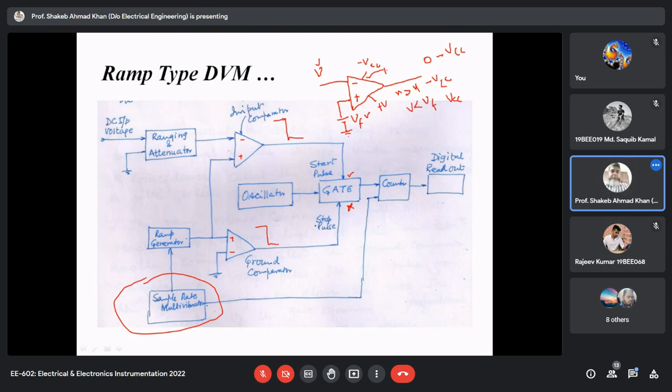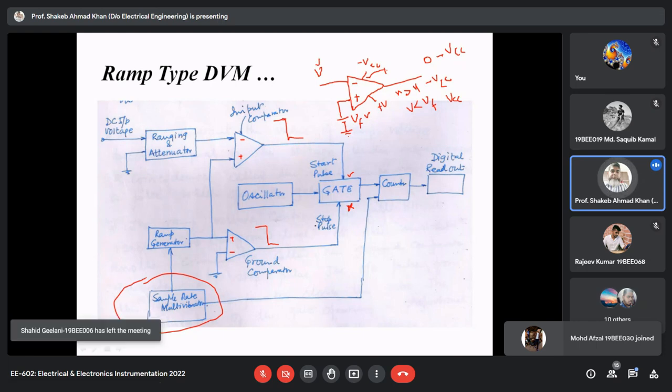In digital instruments, because it is a discrete kind of technology, whatever analog signal we are trying to measure with the digital setup, it takes a sample of the signal. At a particular instant it picks the signal, and that signal is measured and displayed.